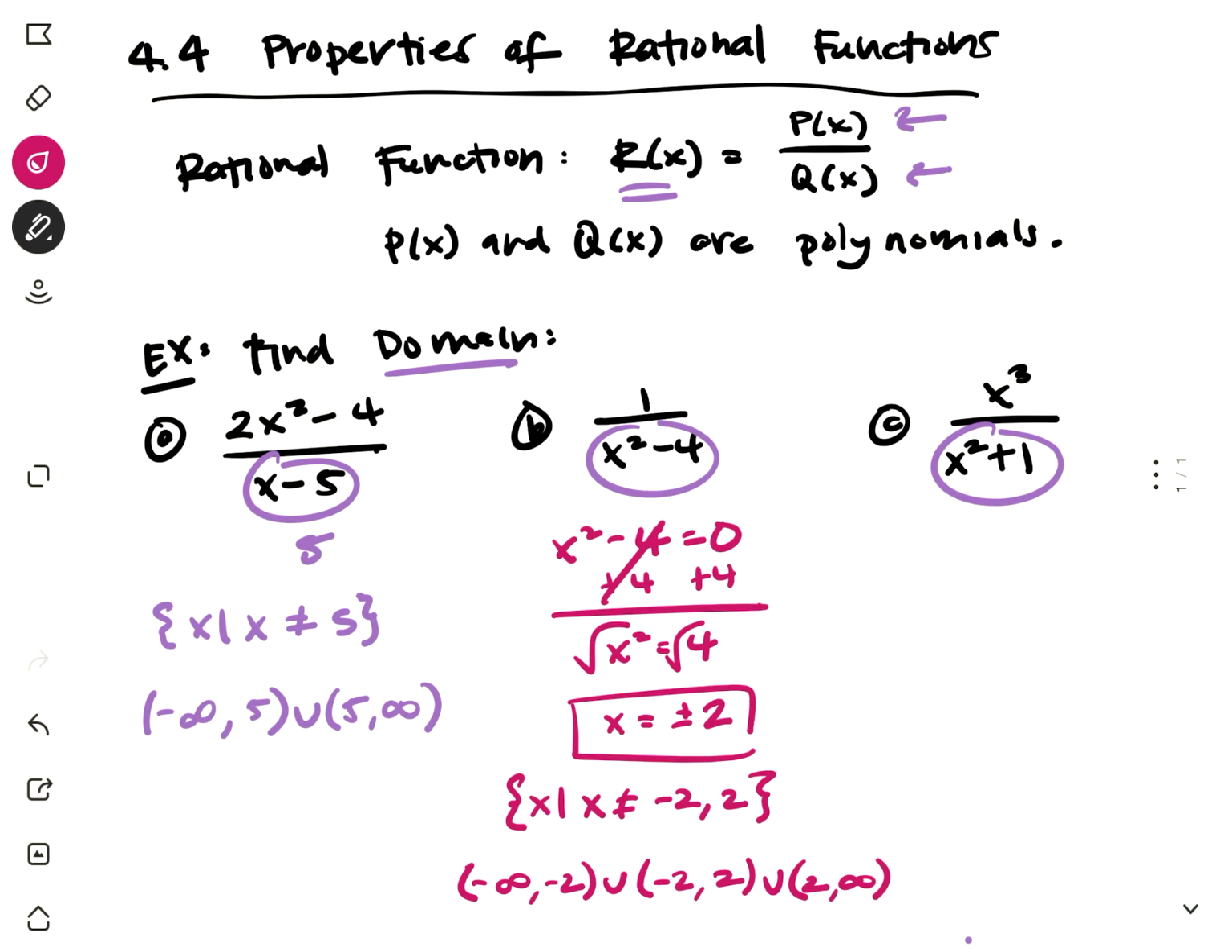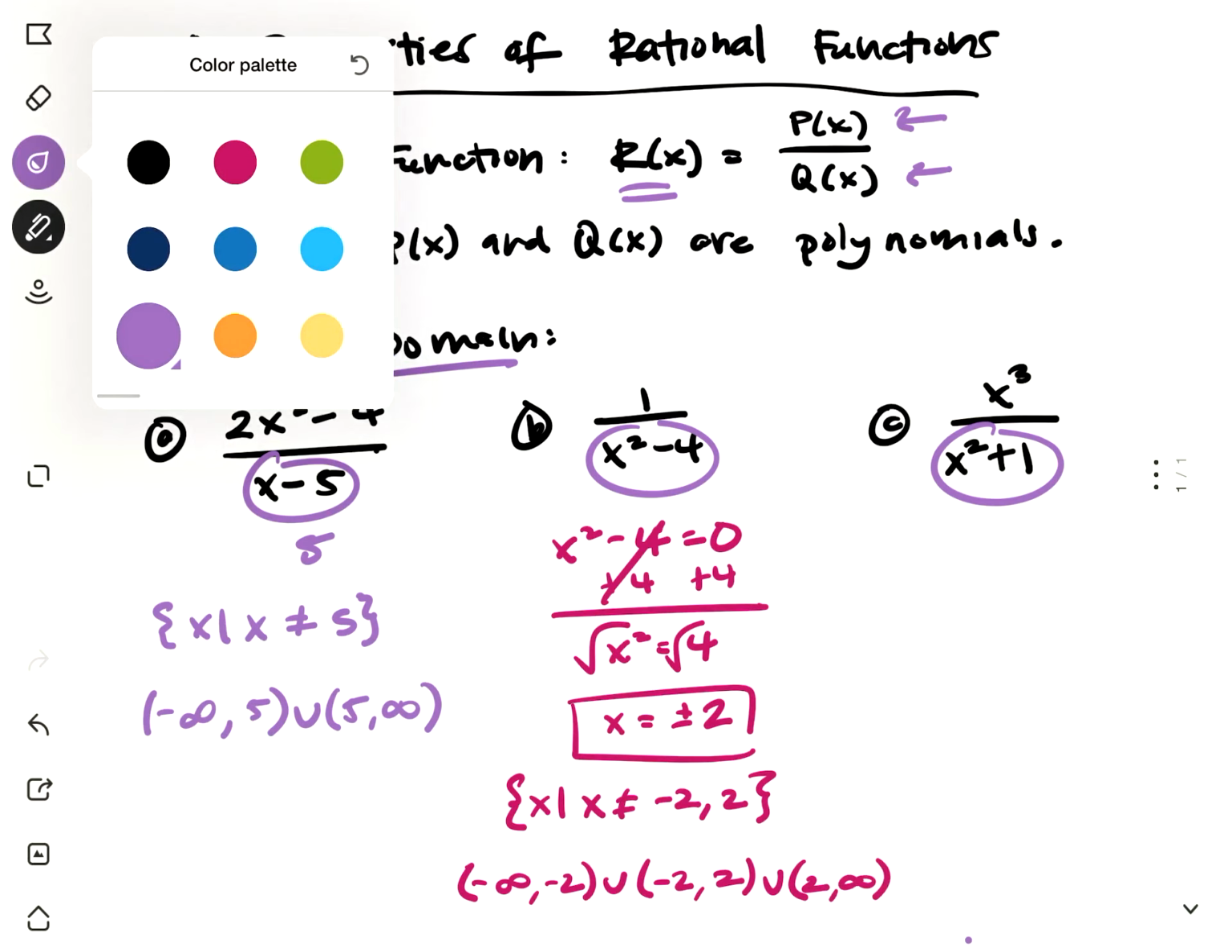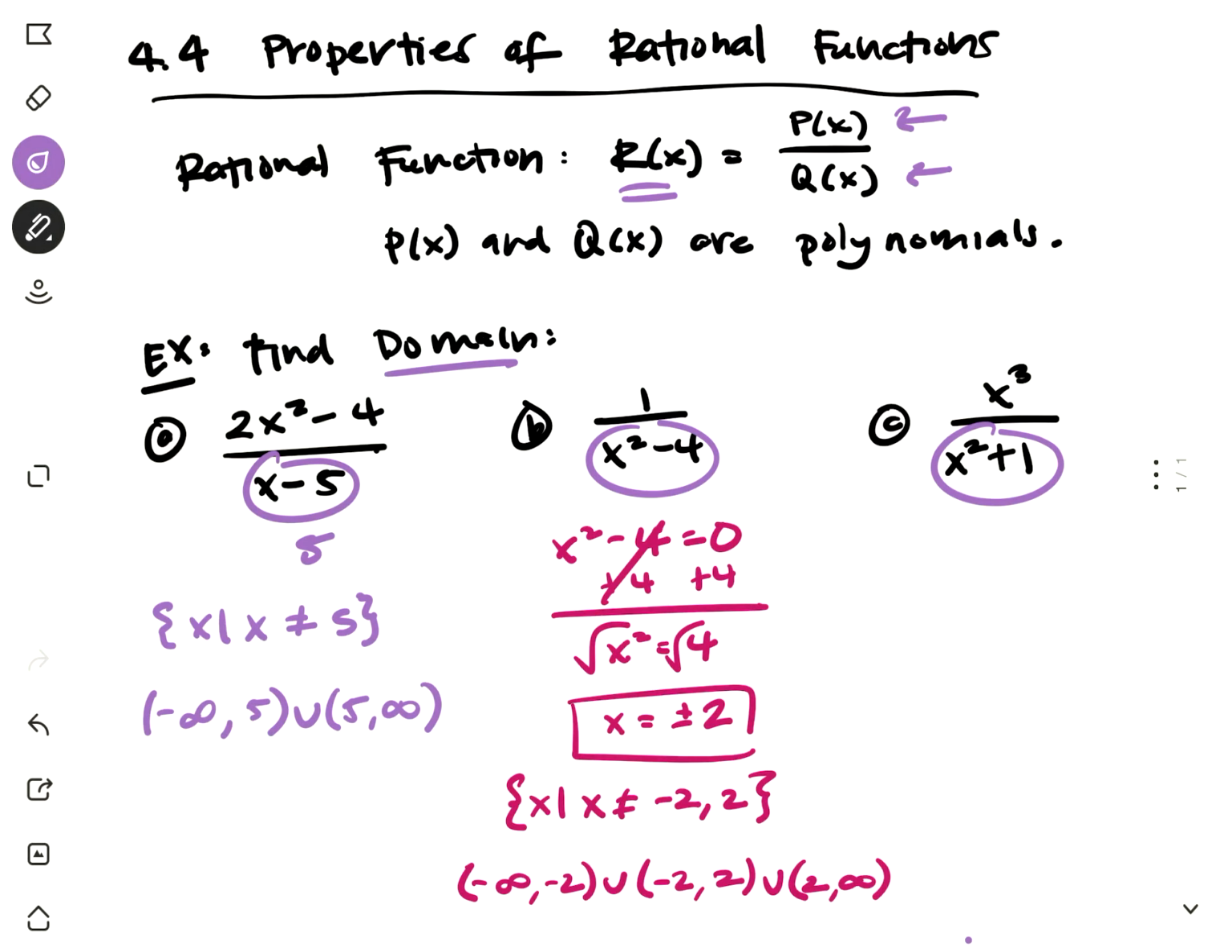Okay, and then the last one. So again, we can say x squared plus 1 equals 0. And then if we subtract 1, x squared equals negative 1. And then when we square root, we have a square root of a negative inside. So I know this is going to be imaginary already. So this one doesn't count in our domain restrictions. There are no restrictions because there's no real numbers that are going to make our denominator 0. So for this one, it would be all real numbers.